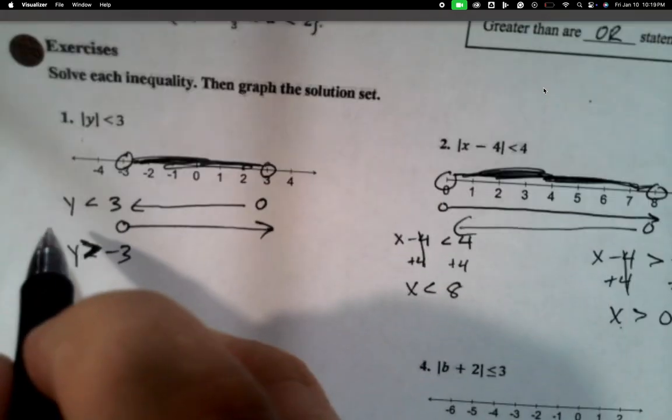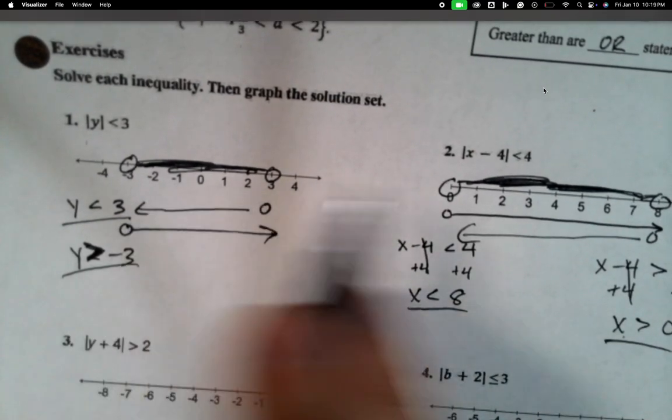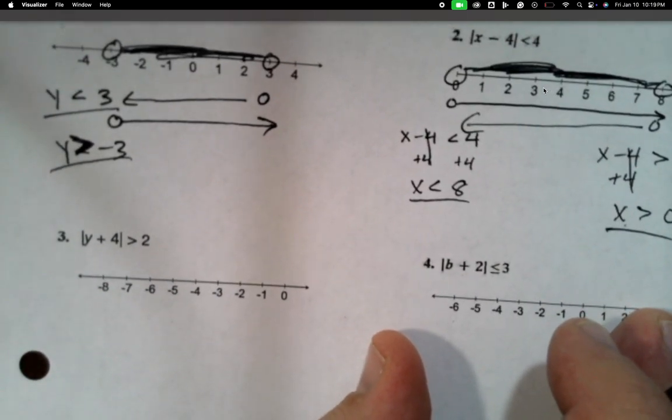So we have solved this with these two and with these two, and we graphed them here. So we'll keep rolling.